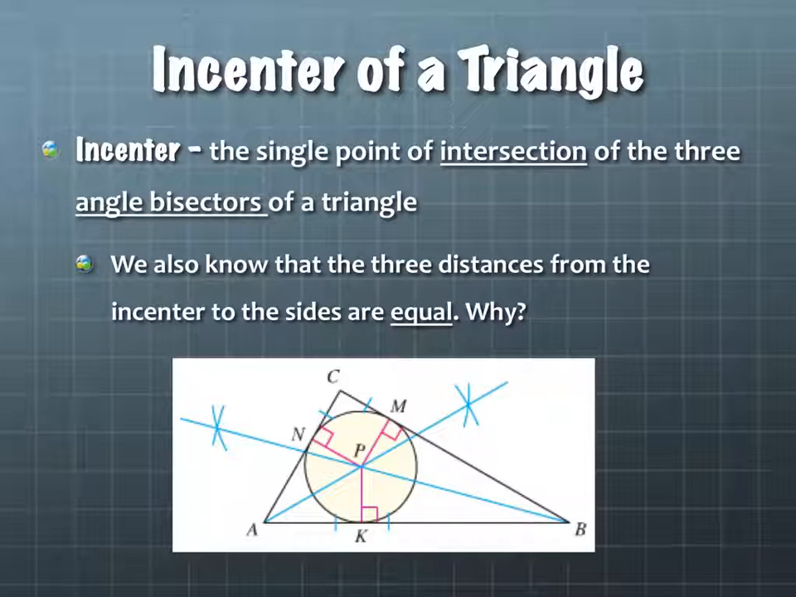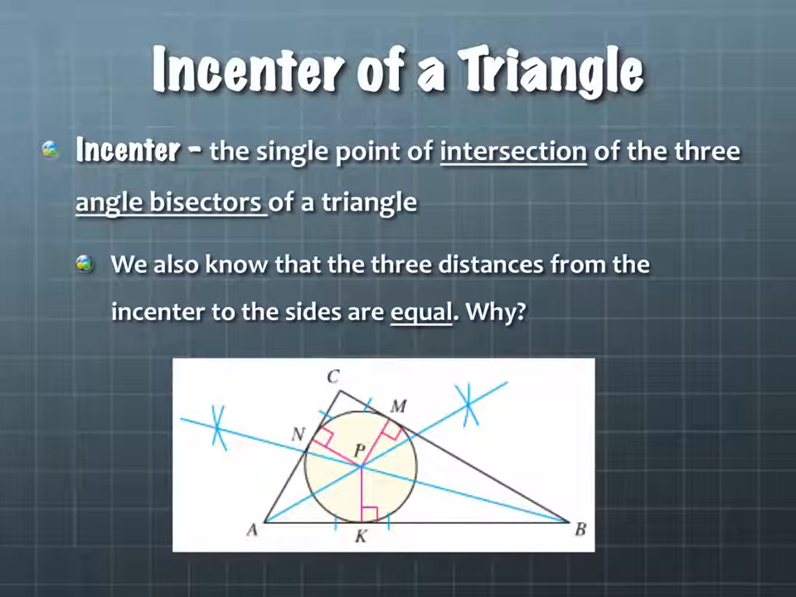Incenter. So this is a fun one, and I think this is the one we get to create. I can't remember when we create it, but at some point, maybe next lesson. The incenter. The incenter is the single point of intersection of all three angle bisectors of a triangle. So all three of the angle bisectors will intersect in the same location, and that point is called the incenter.